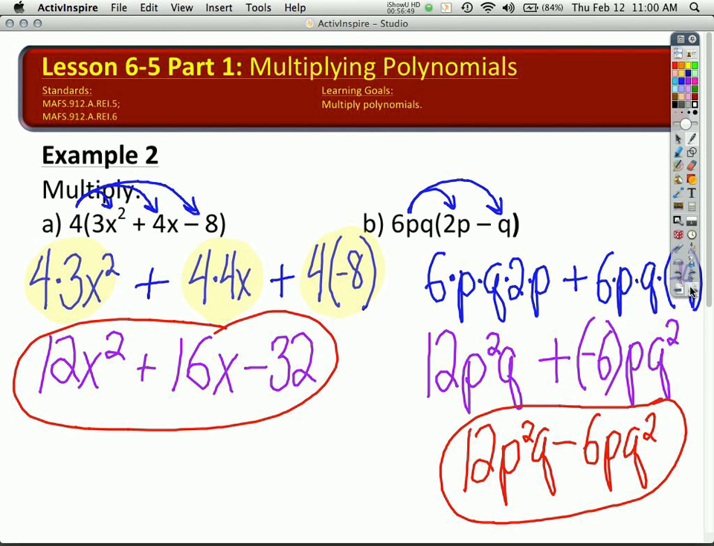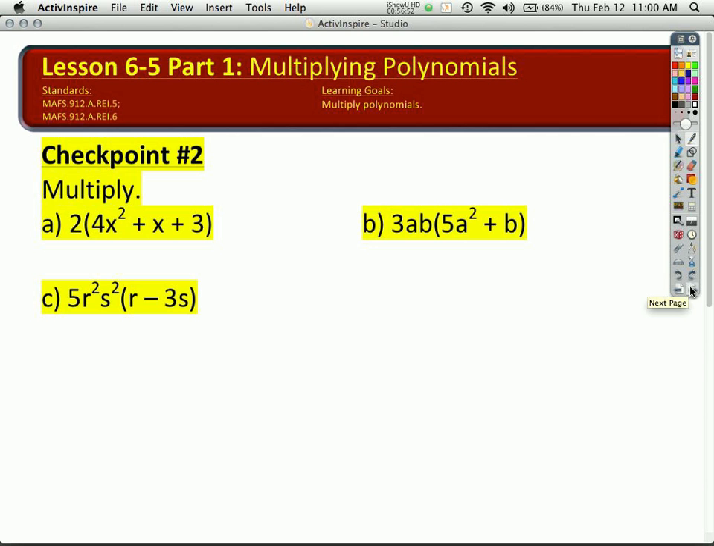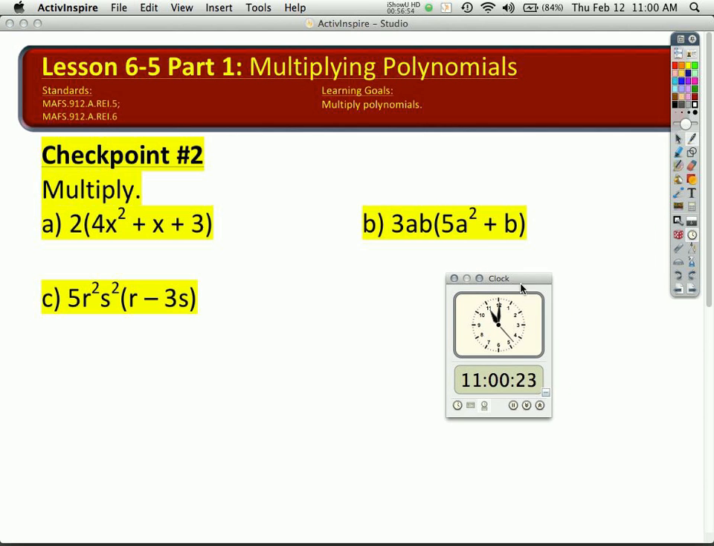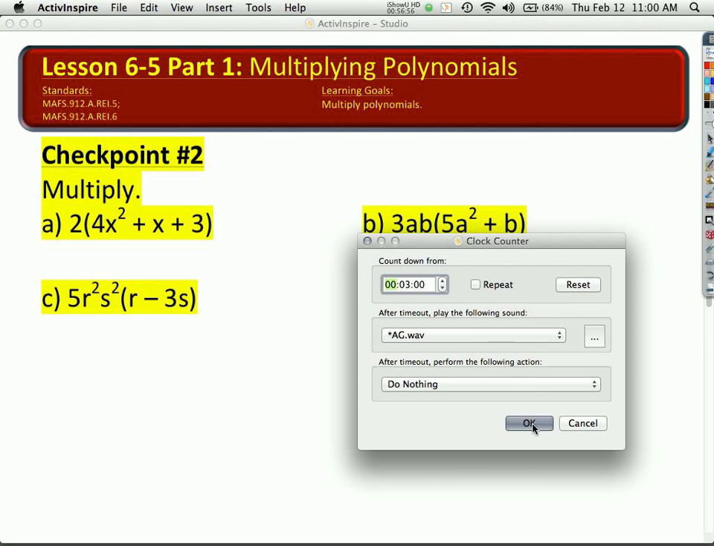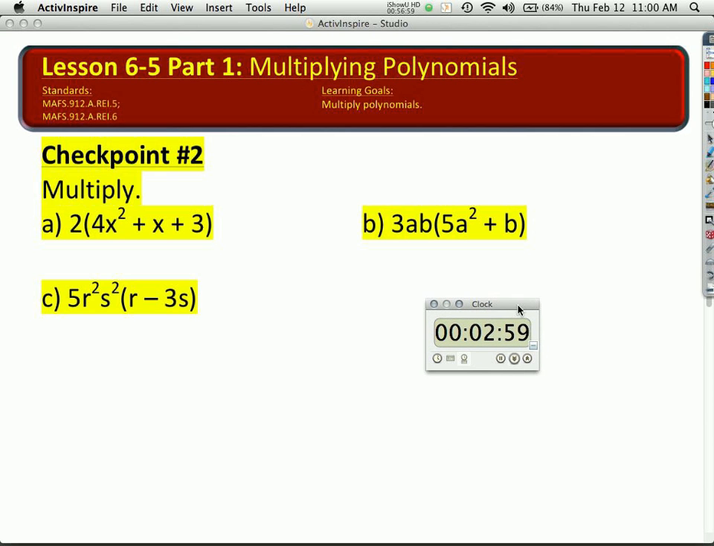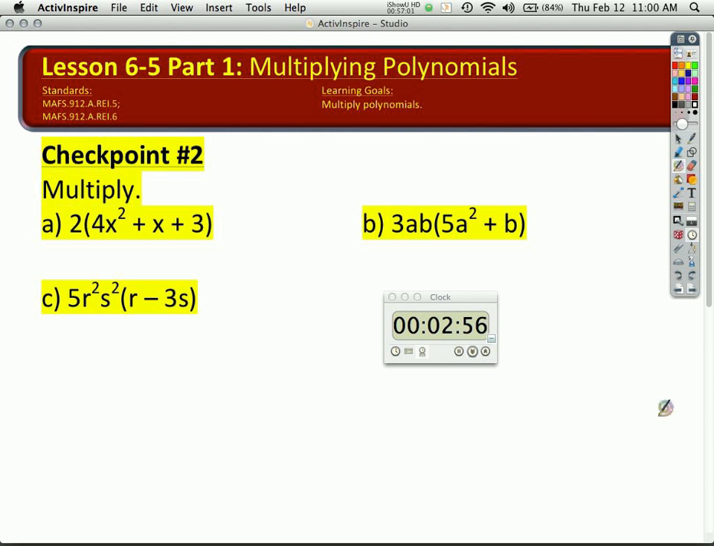Good, let's see how you do on your own. Checkpoint number 2. You got 3 of them, you got 3 minutes, 1 minute per question. If you have time left over when you're done, compare your answers with your teammates.